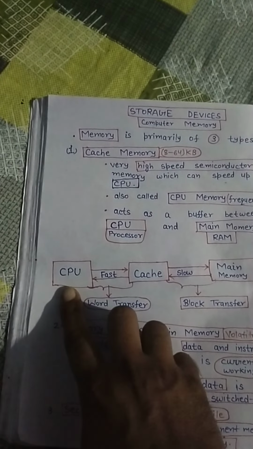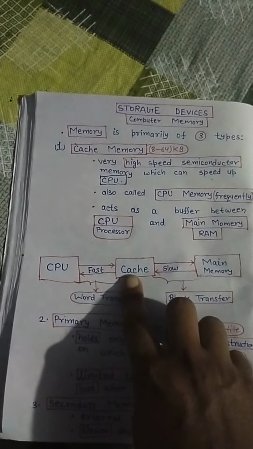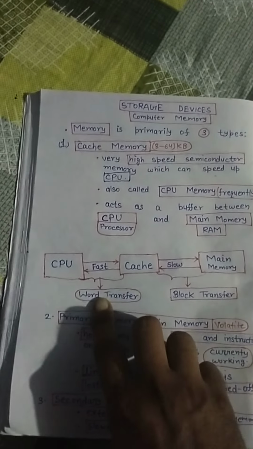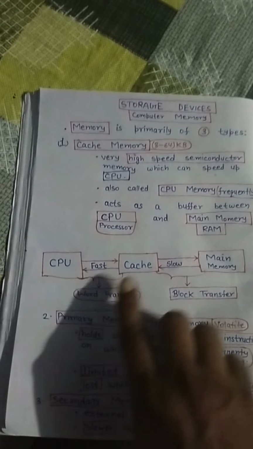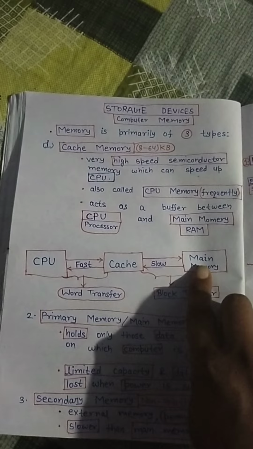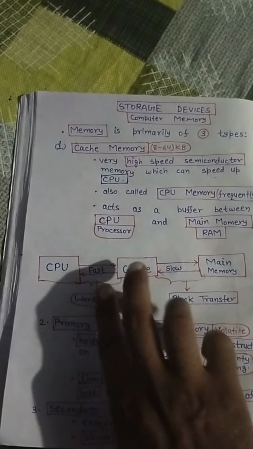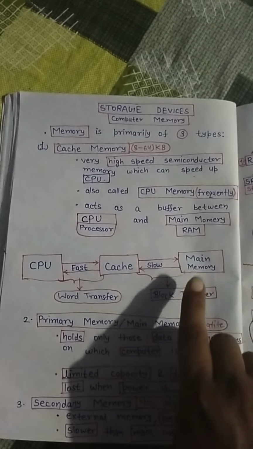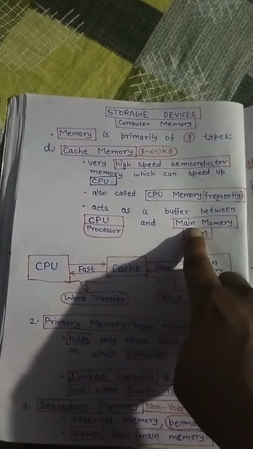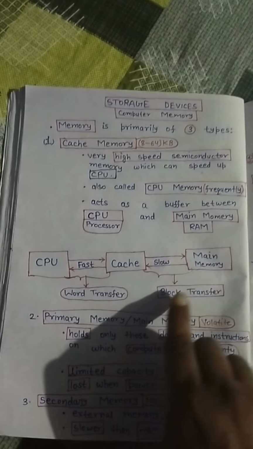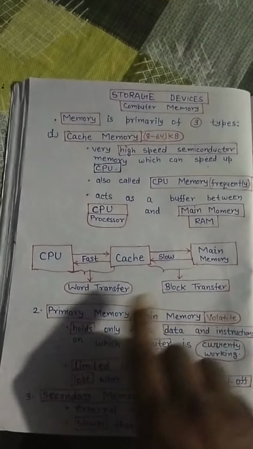Here the CPU first goes to the cache. It is a very fast process. This is known as word transfer. Then from cache to main memory. That's why cache is a buffer between the CPU and main memory or RAM. From cache to main memory, it is known as block transfer.